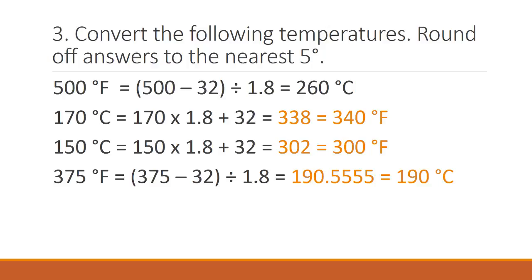And the last one is a Fahrenheit back to Celsius, just like our first example. We take the Fahrenheit degrees, 375. We subtract 32, then divide that by 1.8. We get 190.555 repeated, rounding that off to the nearest 5 degrees. Our final answer should be 190 degrees Celsius. So there's how simple it is to convert our temperatures.